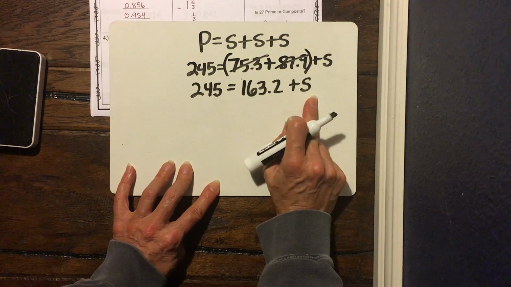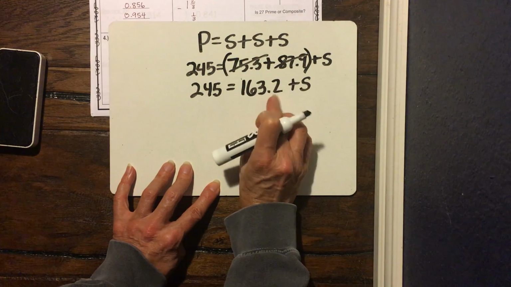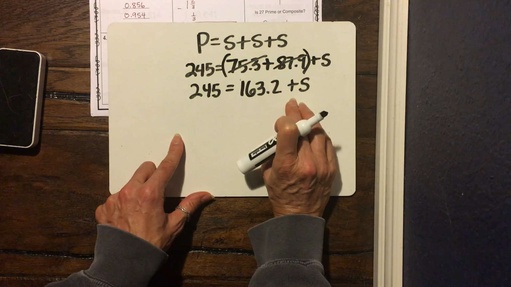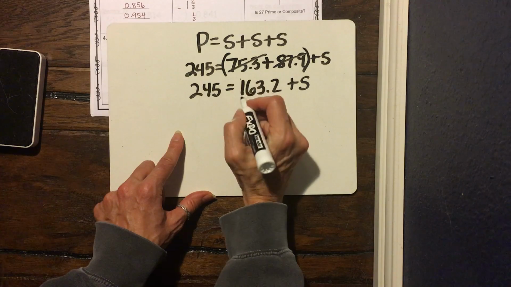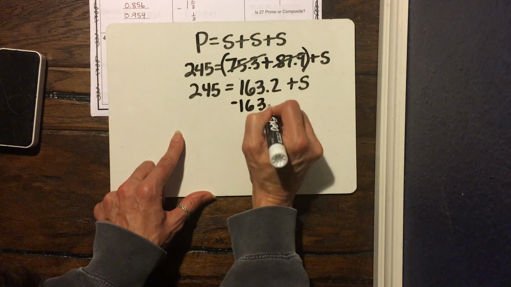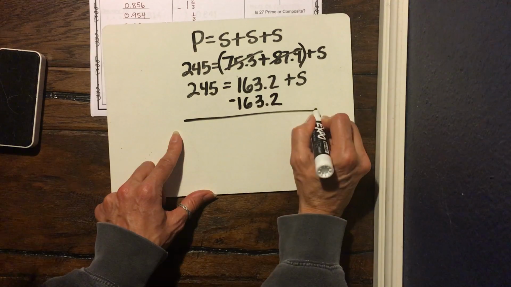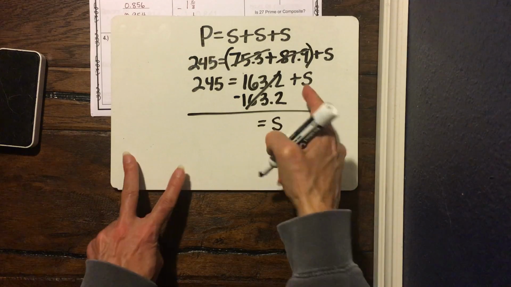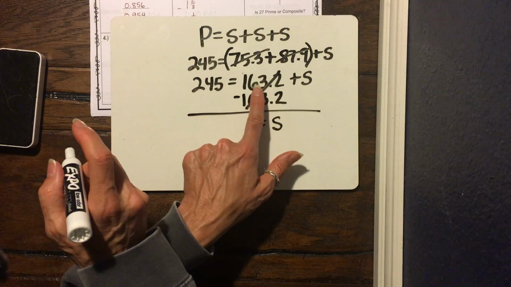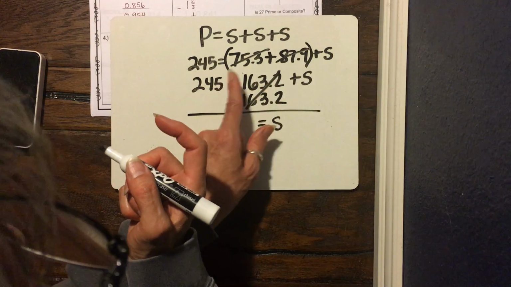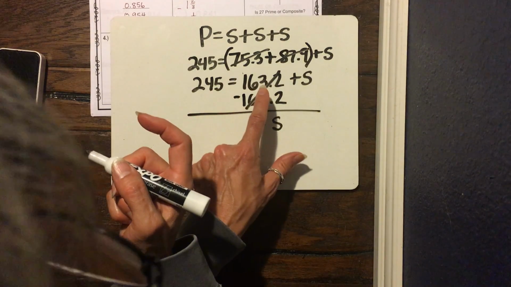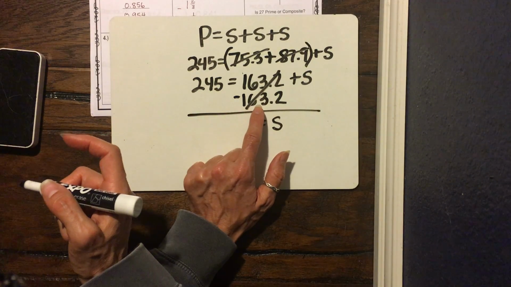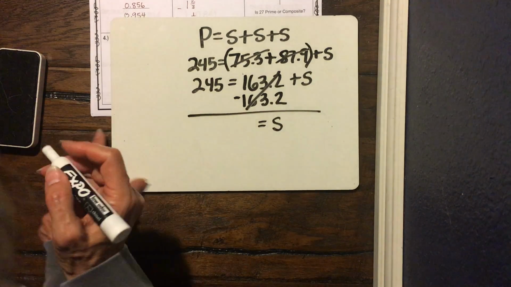Well, who's hanging out with S? Well, plus 163.2 is hanging out. Well, if that's the case, then what's the inverse of plus? The inverse of addition is subtraction. So we're going to subtract 163 and 2/10 from this side, and that leaves us with just our variable, which is exactly what we want to do. We want to be left with this. But whatever we do over here on the right-hand side of the equal sign, we have to do the same thing to the left-hand side because we have to keep it balanced. So if we subtracted 163.2 from here, we have to do the same thing over here.